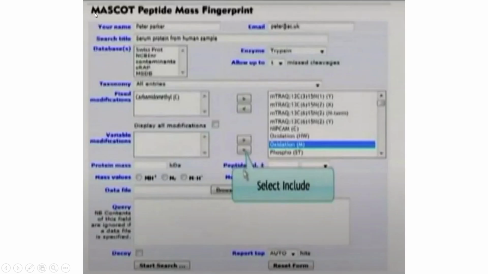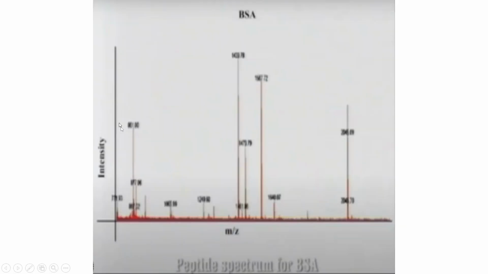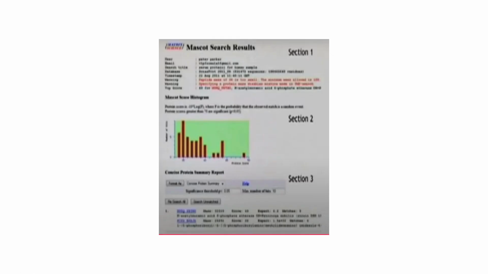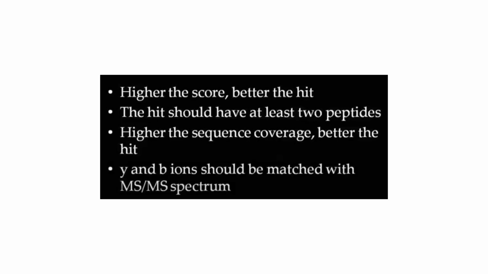So this is a software, Mascot peptide mass fingerprint, which helps you do analysis after separating this. You can select each and every peak and accordingly do the analysis using this Mascot peptide mass fingerprint. You can check samples, compare them, and do all types of analysis to find what that peptide sequence is. If it is there, then how much it is there, compared with your control samples, etc. Generally, the higher the score, the better the hit. The hit should have at least two peptides.